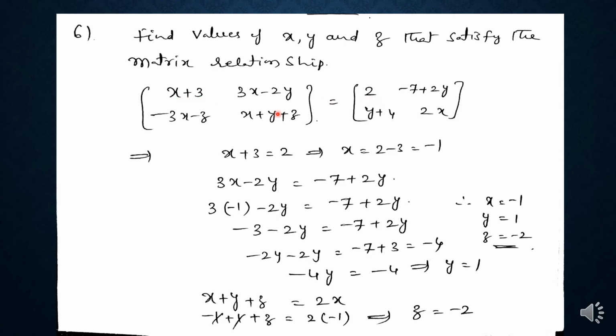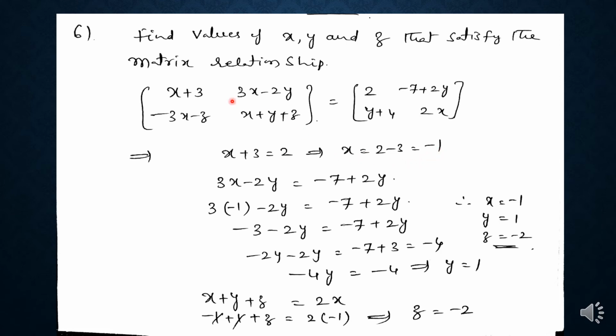here if ABCD is equal to XYZP then A is equal to X, B is equal to Y, C is equal to Z, and D is equal to P. Similarly, the corresponding elements are equal. X plus 3 is equal to 2, then x is equal to 2 minus 3, therefore minus 1.